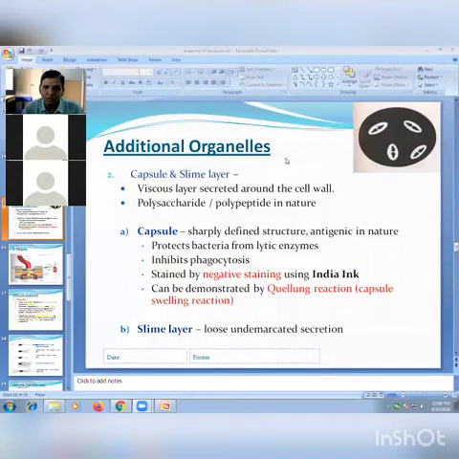Slime layer is a loose, undemarcated secretion. The capsule is a sharply defined structure, whereas the slime is an undemarcated secretion, loose in form, and that is called slime.